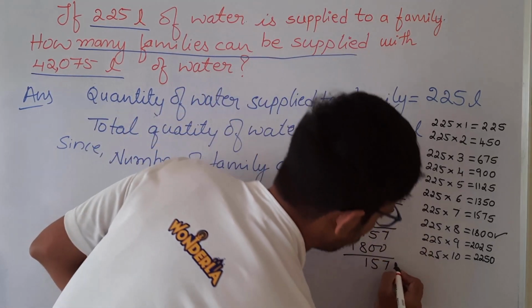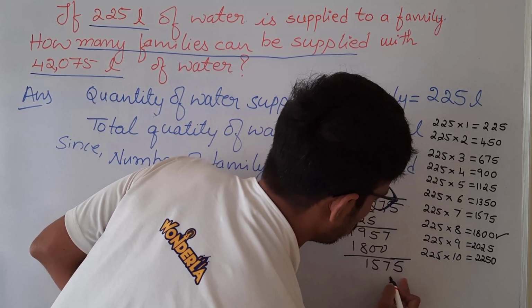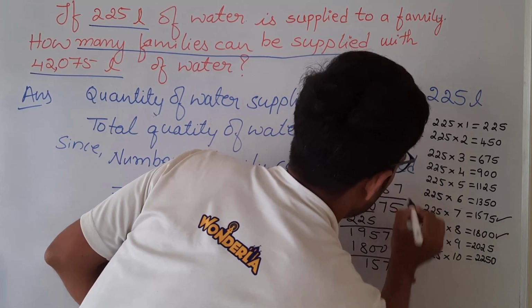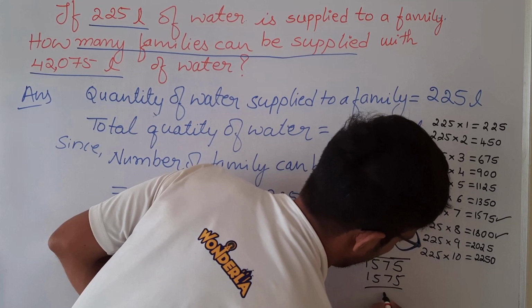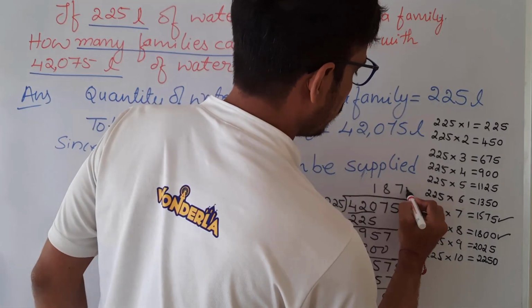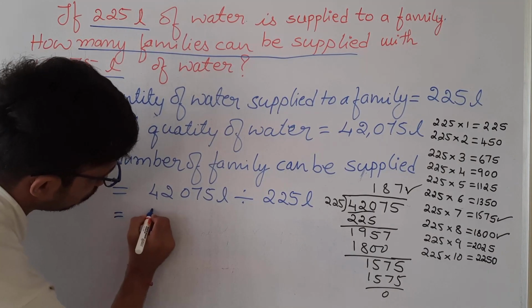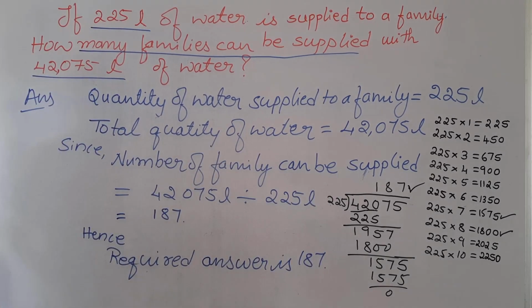I will take this 5 down. I got the next multiple as 1575, which is 7 times. I got 1575. We got the remainder as 0. So this is my final answer. After dividing, we got the answer as 187. Hence, the required answer is 187.